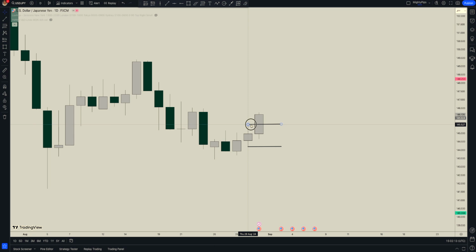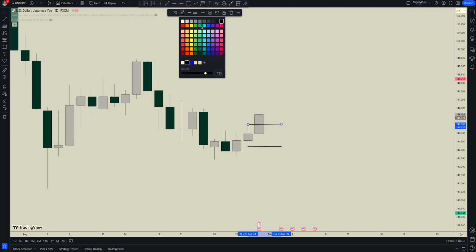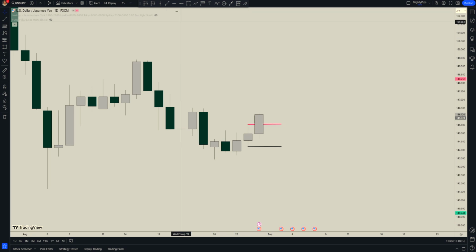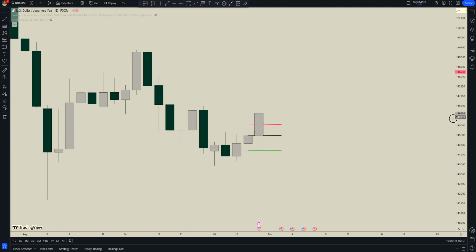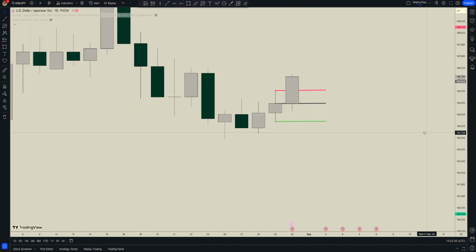Then let's also change the colors to red and green for the support or the low. We are also going to draw the close. We can make it black or blue. Let's make it black. So that is the close of the previous day's candle. This is what we are going to be looking at to trade on the lower time frame, guys.